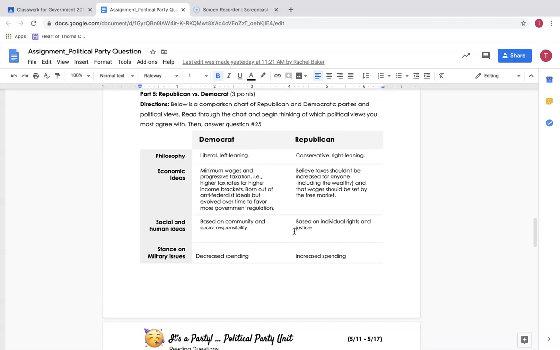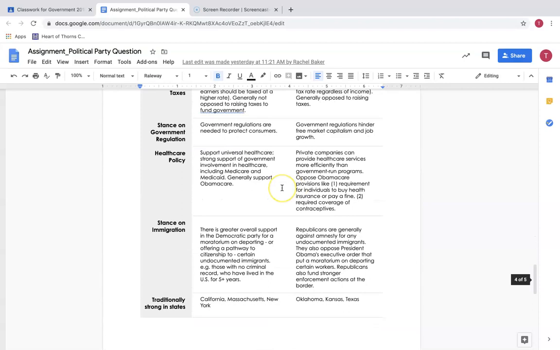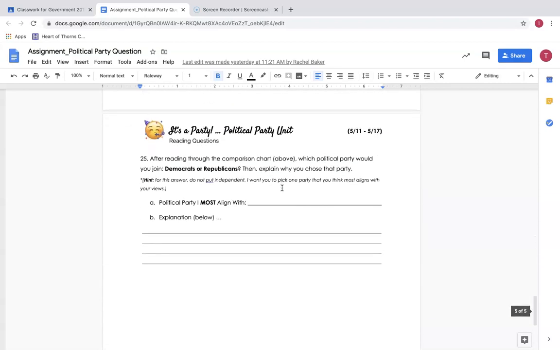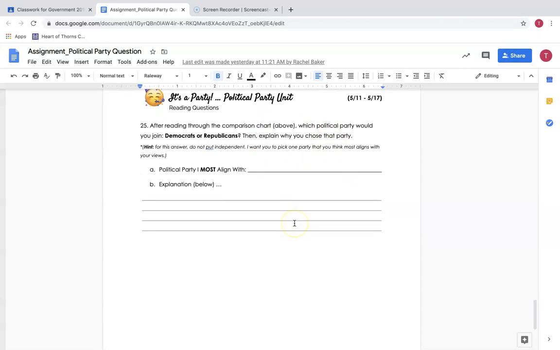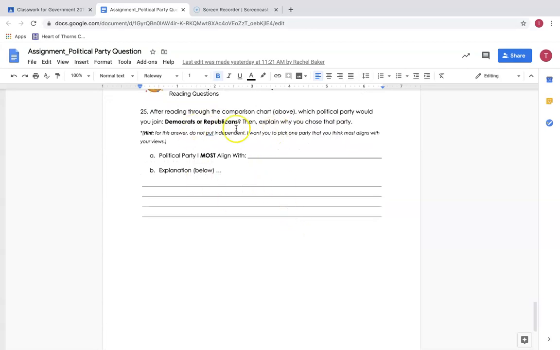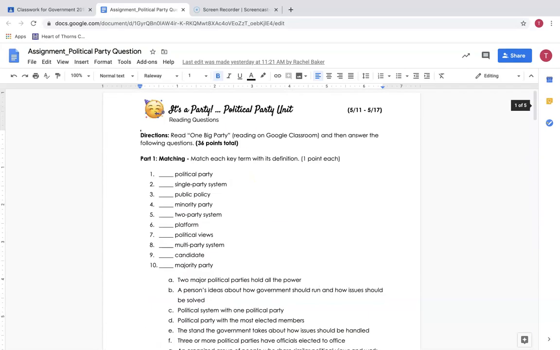All right, and then down here are the differences between Republicans and Democrats. What you're going to do is read through the chart and think about which political views you most agree with. After you read each of their platforms, you're going to come down here and say which political party you most align with and why. Now, here's the thing. I'm not going to share this with everybody. This is between me and you. I'm not going to say, hey, you all know so-and-so likes this political party. No, I'm not going to share this with anybody. But this is your last section. So, that is all for this week.